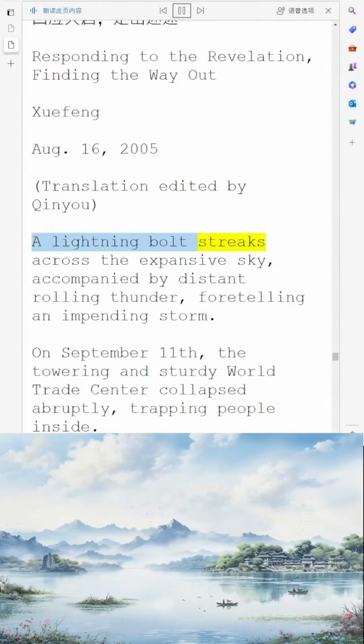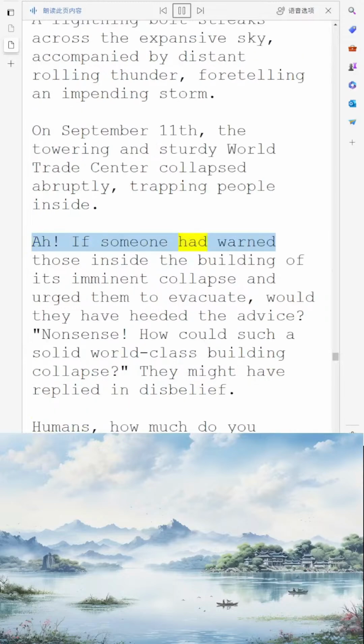A lightning bolt streaks across the expansive sky, accompanied by distant rolling thunder, foretelling an impending storm. On September 11th, the towering and sturdy World Trade Center collapsed abruptly, trapping people inside. If someone had warned those inside the building of its imminent collapse and urged them to evacuate, would they have heeded the advice? Nonsense. How could such a solid, world-class building collapse? They might have replied in disbelief.